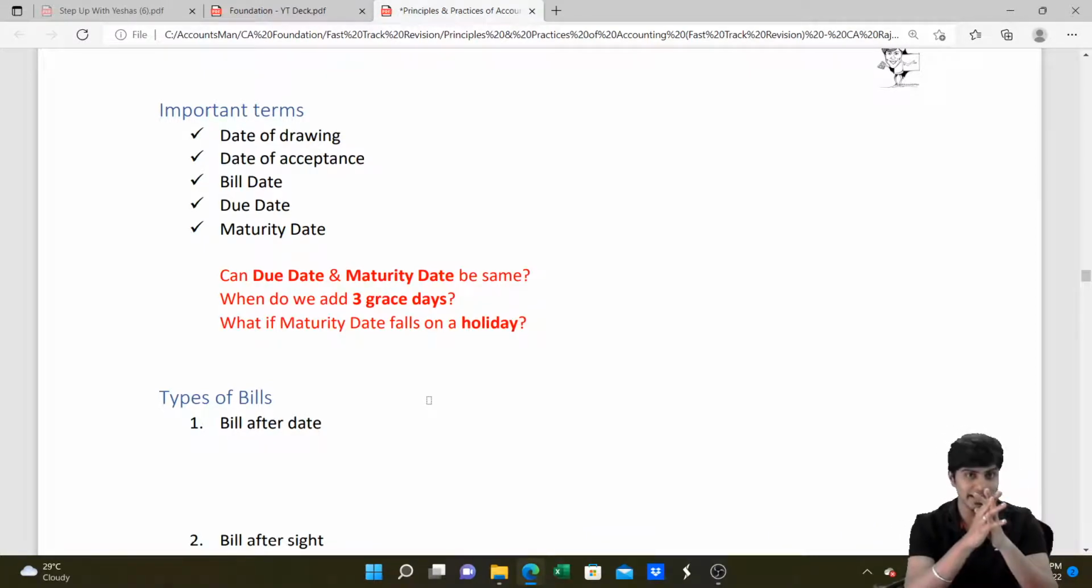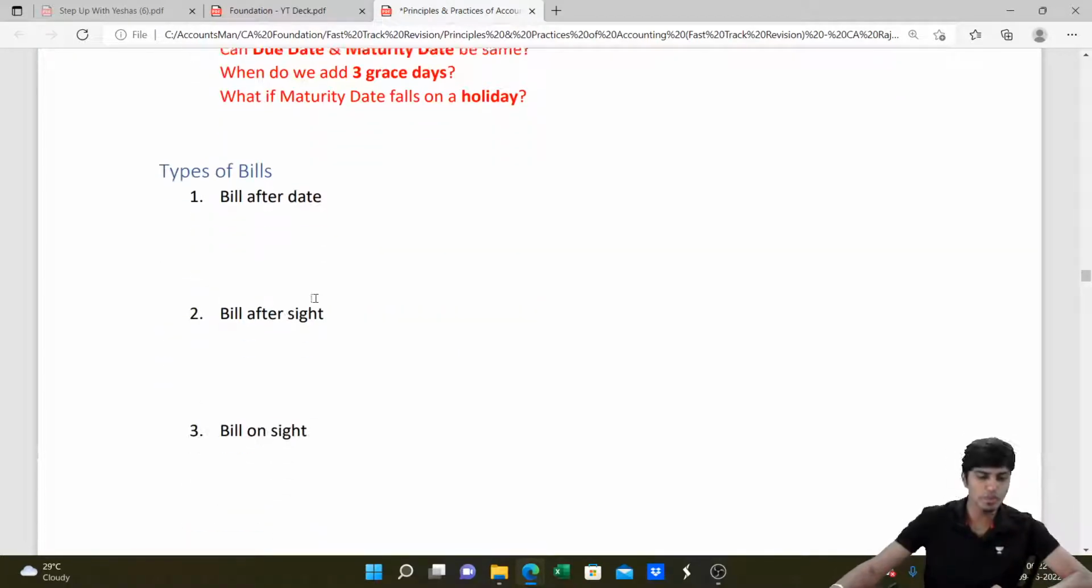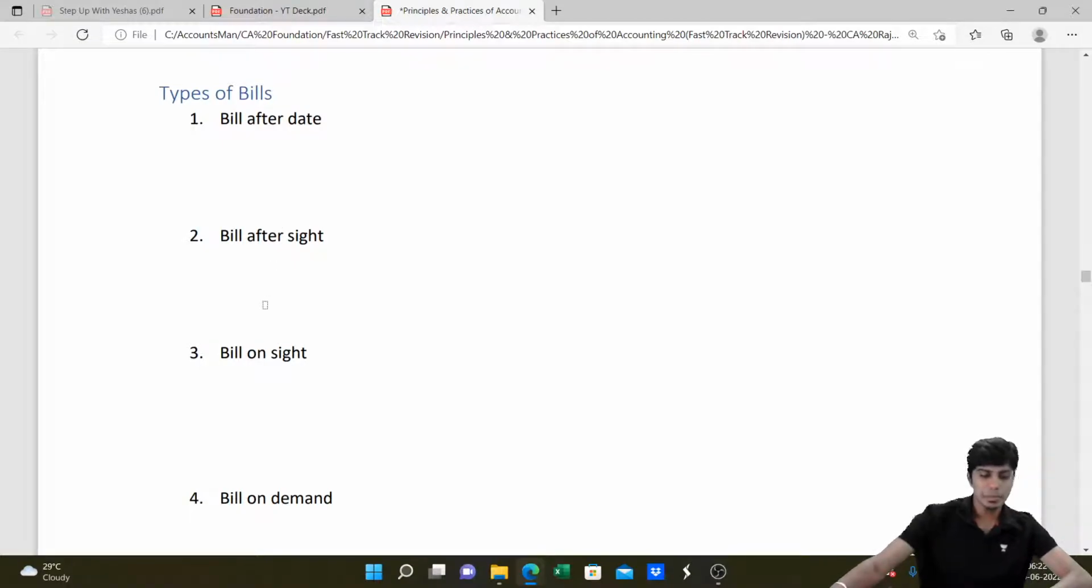But what is bill date? Meaning, from what date does the bill period start counting? That's a very important question. So the bill date starts counting from the date on which either of us decides to start counting. It depends upon the type of the bill. There are several types of bill: bill after date, bill after sight, bill on sight, bill on demand.